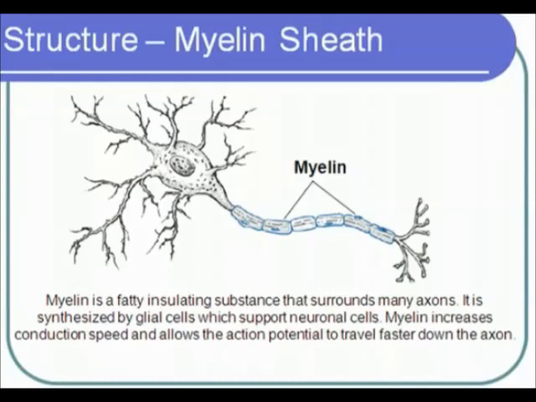Axons of neurons are often myelinated. Myelin is a fatty insulating substance that surrounds axons. It is produced by a type of glial cell called a Schwann cell. Myelin increases conduction speed and allows the neural signal to travel faster down the axon.